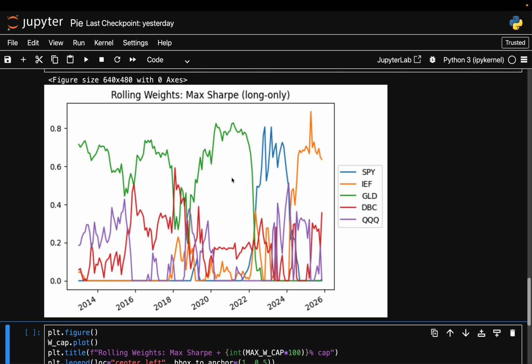So for instance here, after 2022-ish, you see how the S&P 500 is nearly taking over the whole weight. It goes up to 80% here. This is how you read it, all right? What's important here though is not which asset is dominant, it's how quickly the optimizer changes its mind. And it's insane, as you see in this chart here.